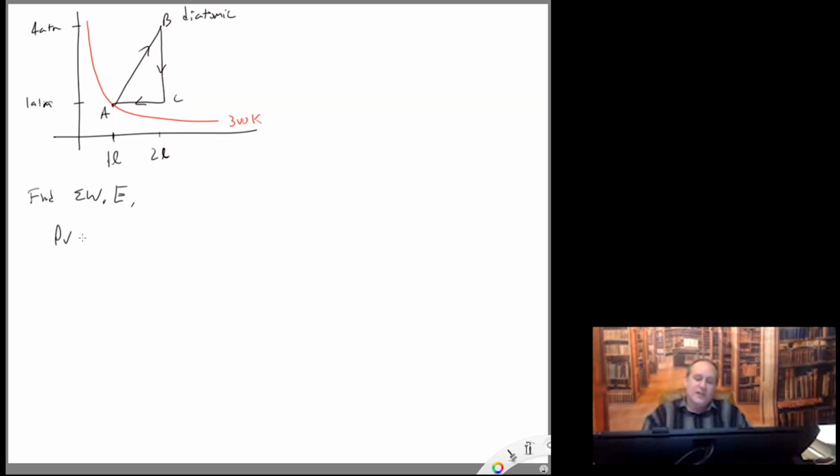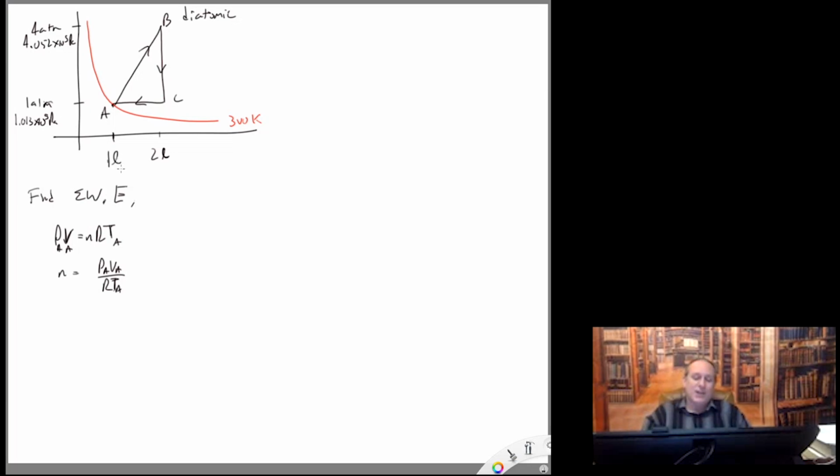So PV equals nRT. Now this is true at any point, so let's just put it at point A. And then the number of moles would be PA VA over R times TA. And we need to put all of these pressures and volumes into the metric units. So 1 atmosphere is 1.013 times 10 to the 5th pascals, and 4 atmospheres is 4.052 times 10 to the 5th, just multiplying that first number by 4.